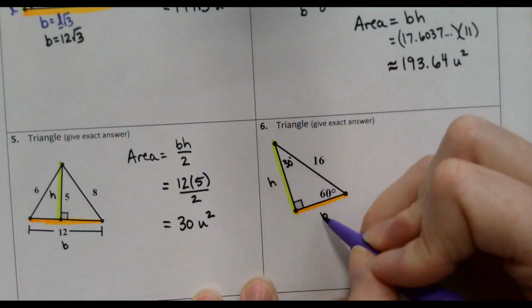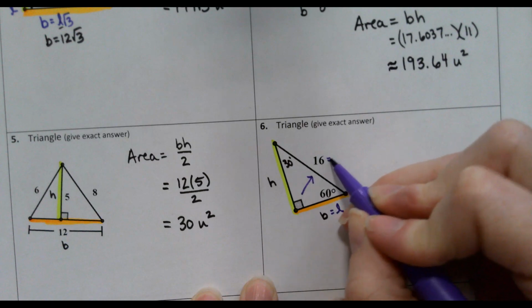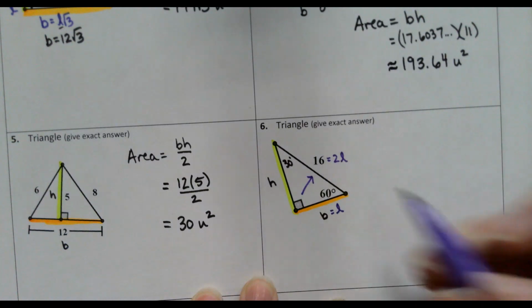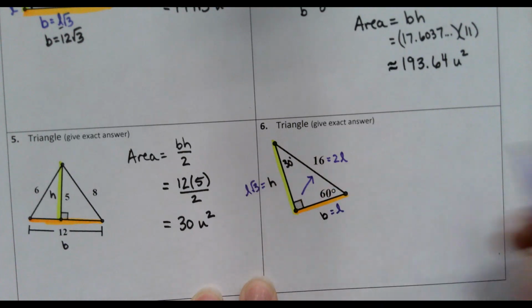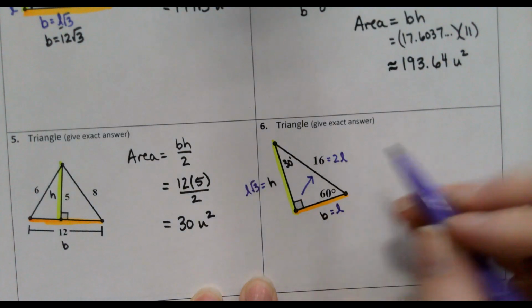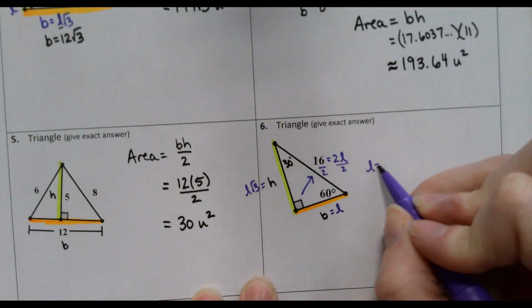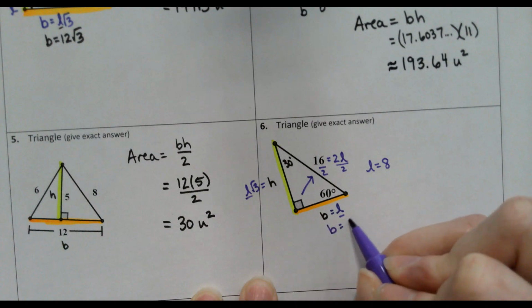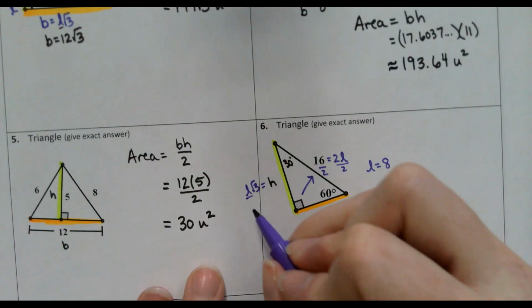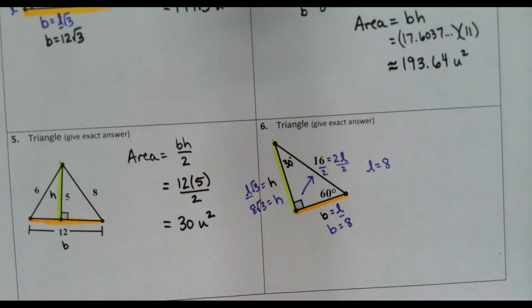So if I think about the side across from 30 being the shortest, the one across from 90 being 2 of those shortest legs, and then across from 60 being the L root 3 side. If 16 is equal to 2L, we can divide that by 2 to figure out what L is. Plug it in everywhere it goes. So that tells me that the base of this triangle is 8, and then 8 root 3 is the height of this triangle.